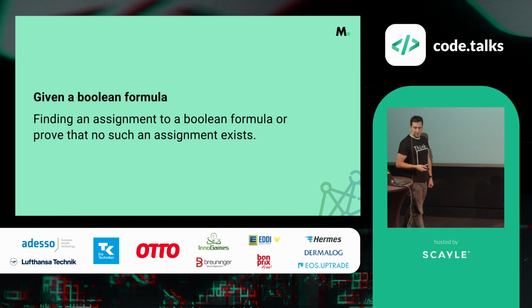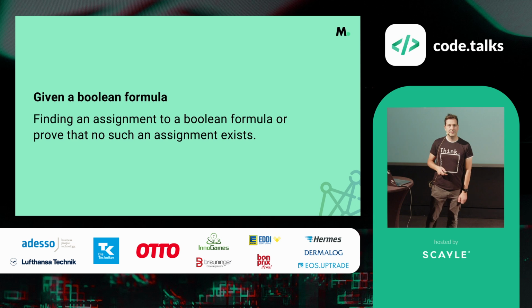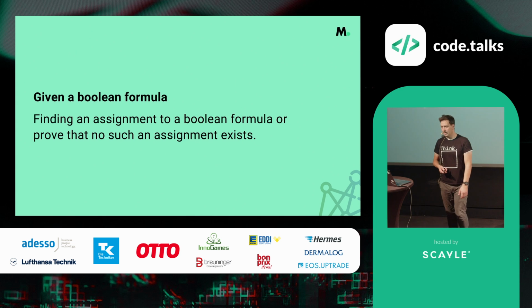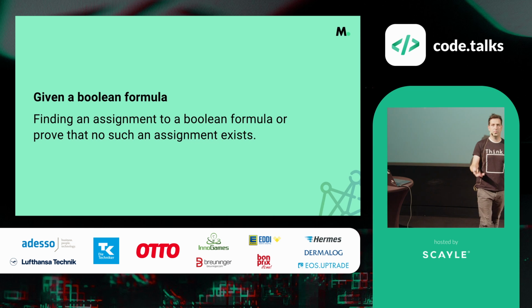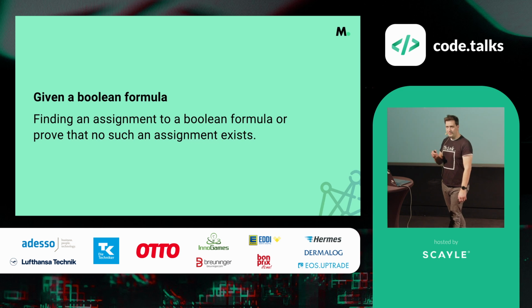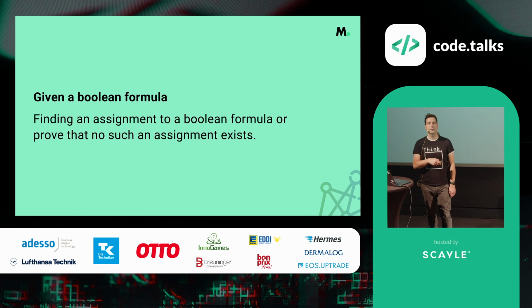The problem behind this is: you have a Boolean formula, a very simple one. You know it, you type it every day if you write an if clause or something. But the question is, is there an assignment to the variables of a Boolean function that satisfies the function or not? So does it yield true or false? And if there is no such assignment, then we need to prove that no such assignment exists.